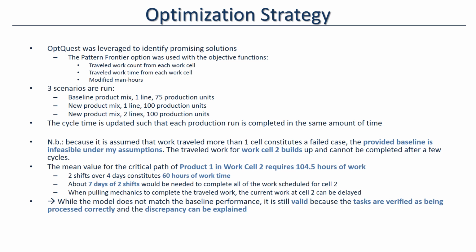Because we assume that work traveling more than one cell is a failed case, the provided baseline is actually infeasible. This is due to work cell 2 building up traveled work and not maintaining feasibility. So while we don't match our baseline performance, this model is still valid because the tasks are verified as being processed correctly, and this discrepancy can be explained. However, to compare, we've created a modified baseline where we've added 2 Saturday shifts for work cell 2 over the baseline.